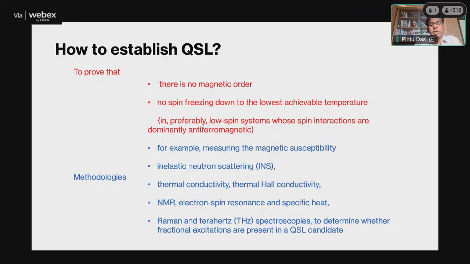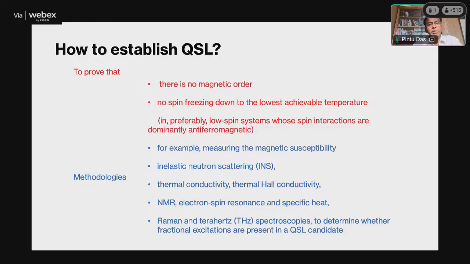So, but that's not a quantum spin liquid. So one has to prove that there is no spin freezing down to the lowest achievable temperature. Now in a low temperature laboratory, routinely one can go, using dilution refrigeration, down to even 10 millikelvin temperature. So whatever the lowest achievable temperature, one needs to see that no spin freezing happens. If you see that there is no spin freezing, then possibly you can say that maybe this could be a candidate for quantum spin liquid.